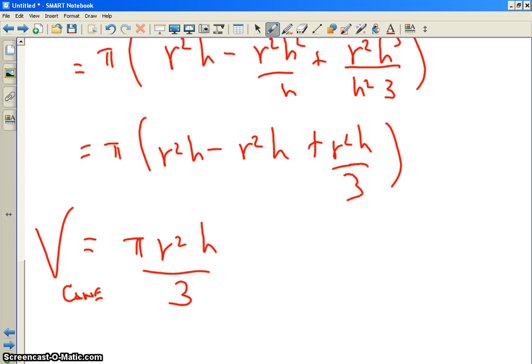Okay, that's a famous result. All your volume formulas, all your area formulas originally came from integration. Okay, any questions up to here? Okay, how about we try one more like that?